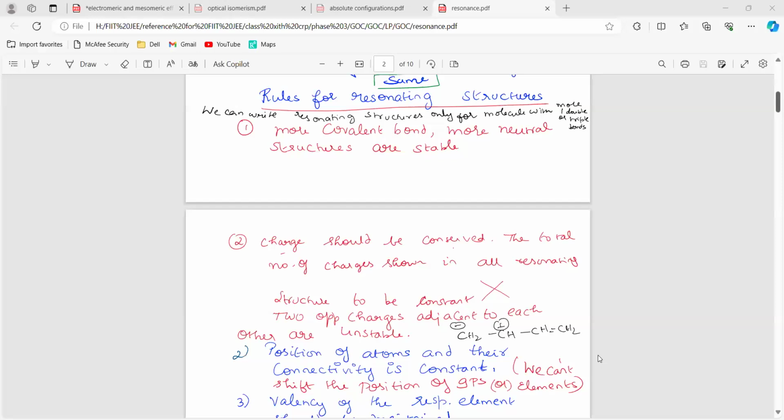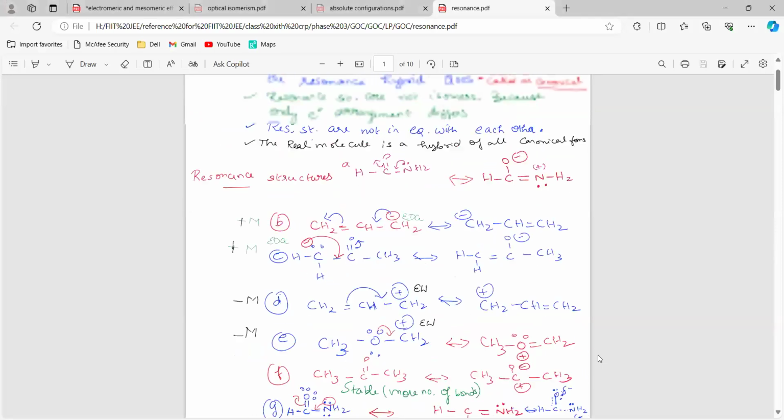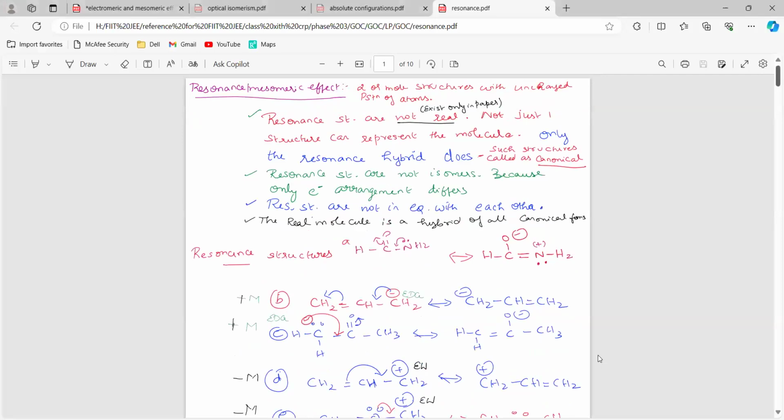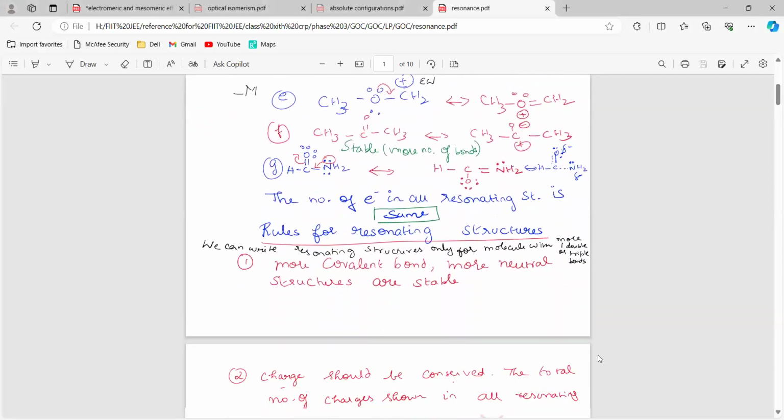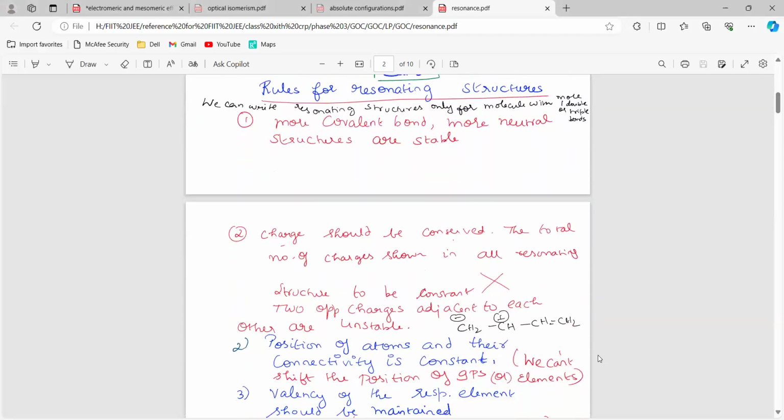Conditions for resonance structures. Mostly I think you should have seen your question papers filled with resonance structures in your school exams as well. Right? Okay. So what are the rules for resonating structures? For which kind of structure can I draw a resonating structure?